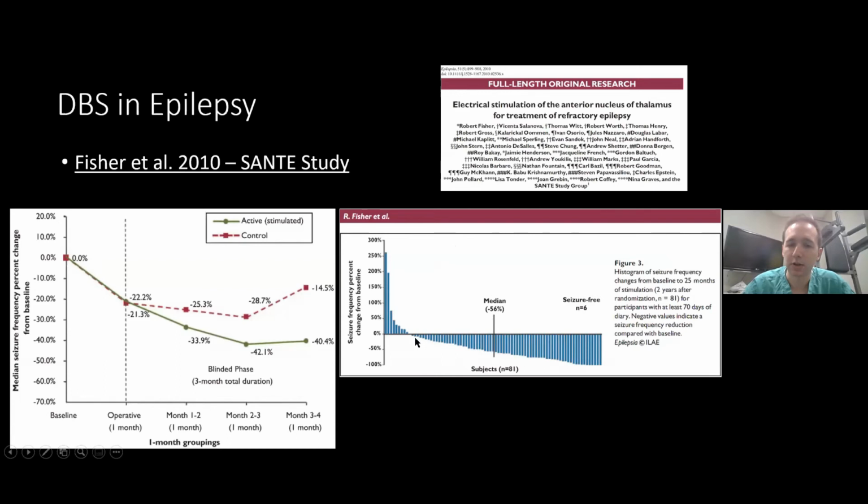Here's your median. Look how many patients are getting relief of their seizures. Some of these people are having multiple seizures a day, multiple seizures a week. So even a 50% reduction is quite a bit. And you see it here as well, the reduction of seizures basically stabilizes after a certain point.